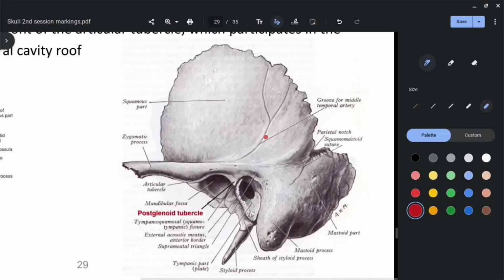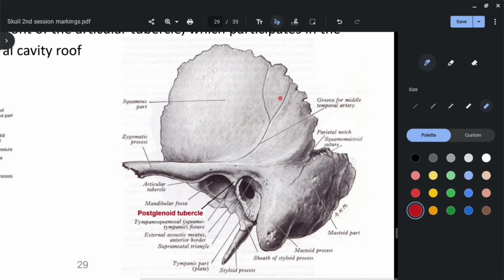In this video I will be talking about the temporal bone. First I will talk about the external surface of the temporal bone, which consists of this squamous part, and then we have the mastoid part, and here we have the mandibular fossa and other things. First, squamous part. Squamous part has a groove for the middle temporal artery.